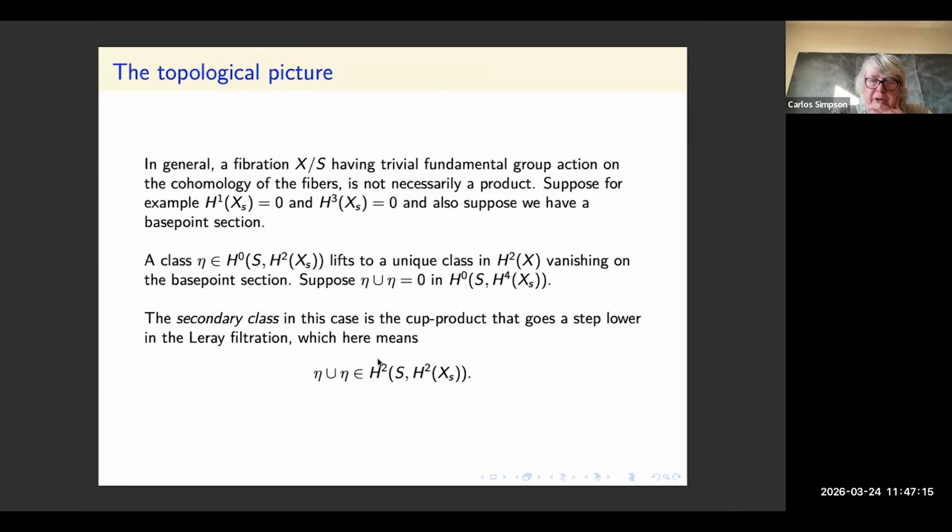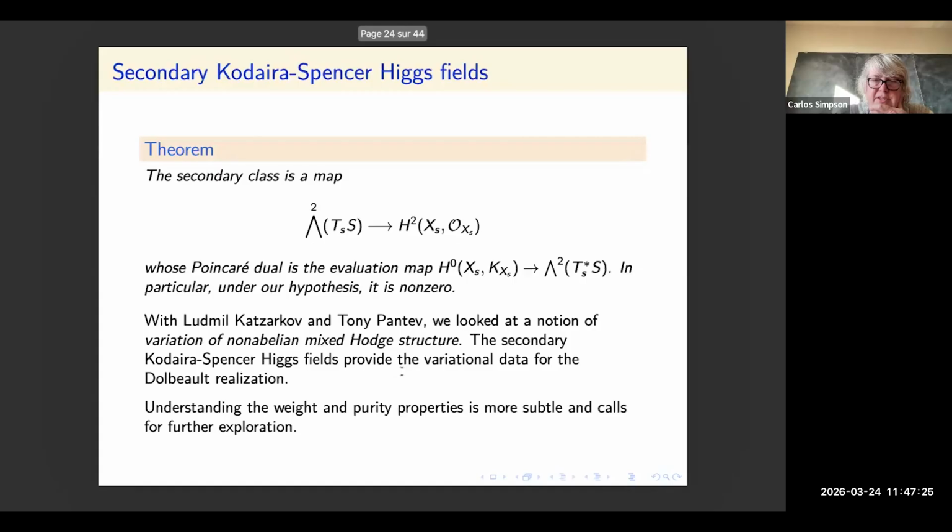Remember, in the topological picture, we had a class in H2 of the base with coefficients in H2 of the fiber. In our case, the base is really the Eilenberg-MacLane stack for the tangent space. So its H2 is a wedge 2. Sorry, its H2 is the dual of the wedge 2 of the tangent space. And then that class is exactly of this shape, basically.